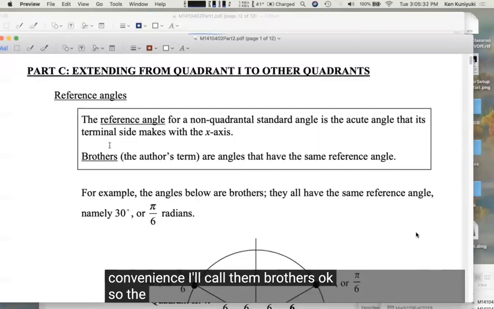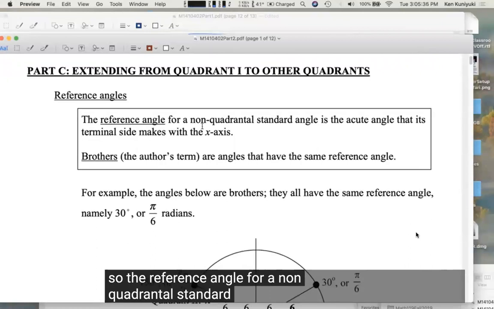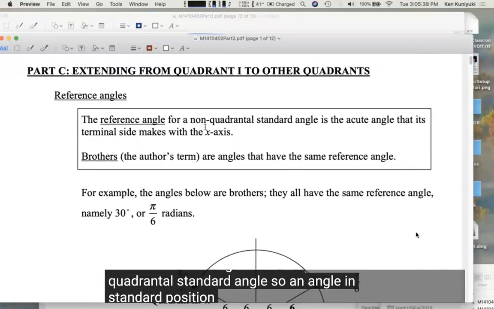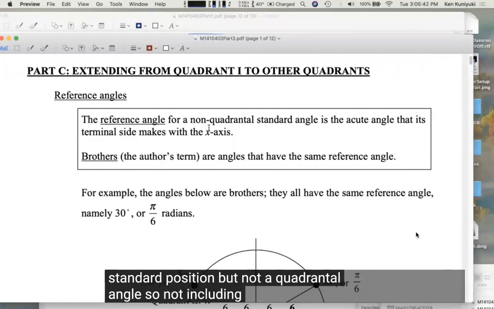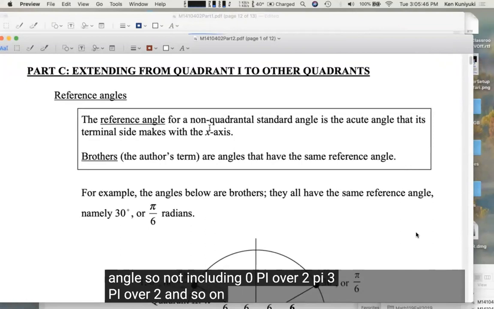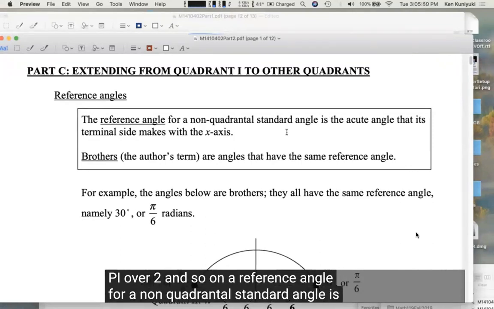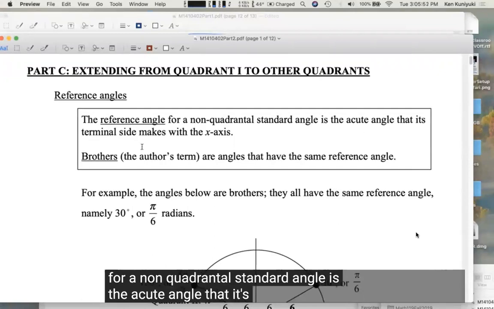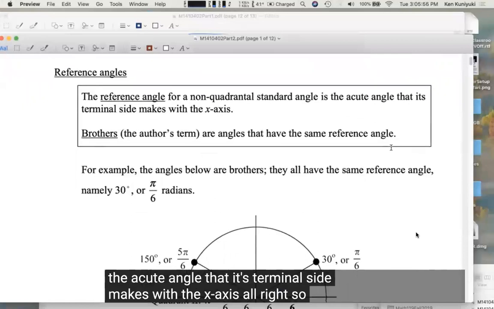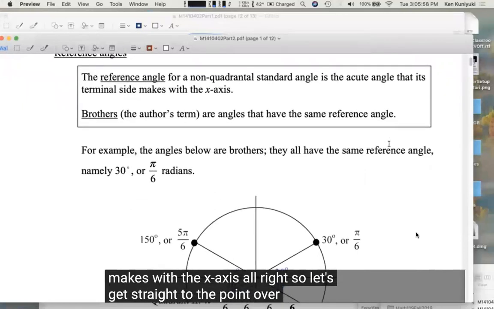Okay, so the reference angle for a non-quadrantal standard angle, so an angle in standard position, but not a quadrantal angle, so not including 0, pi over 2, pi, 3 pi over 2, and so on, is the acute angle that its terminal side makes with the x-axis. All right, so let's get straight to the point.